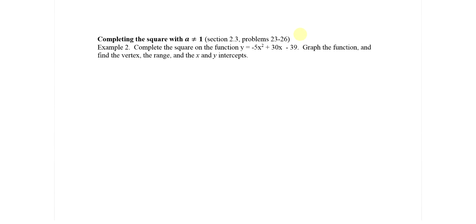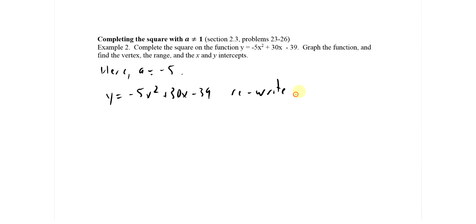Okay, what about if a is not equal to 1? So problems 23 through 26 in section 2.3. So here a is minus 5. So how do we deal with this? Well, we're starting with y equals minus 5x squared plus 30x minus 39. We want to graph this, rewrite it in vertex form, so we can graph it, find our vertex, range, x and y intercepts.